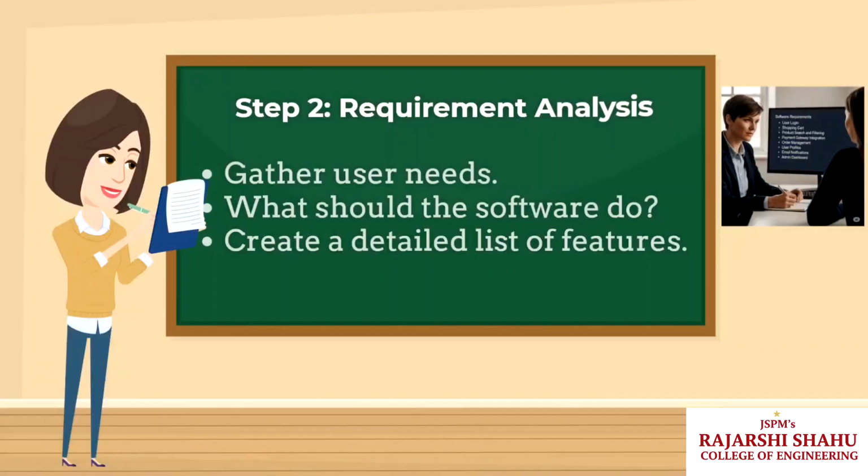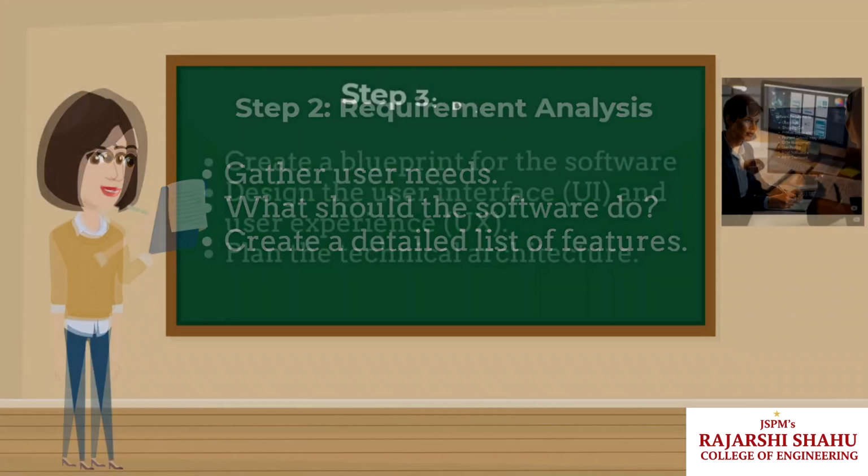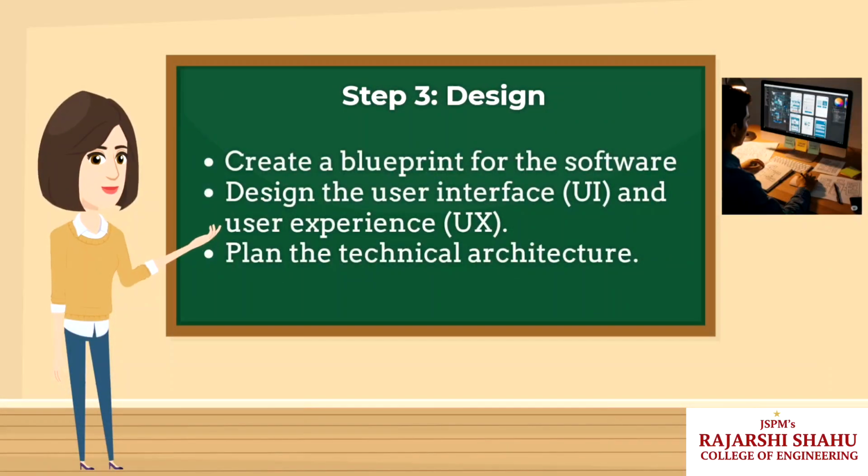Next up is requirement analysis. Now that we know why we're building it, we need to figure out what it should do. We talk to potential users and ask them what features they want. For a food delivery app, for example, we'd list things like search for restaurants, add items to a cart, and make a payment. With our list of requirements, we move on to the design phase.